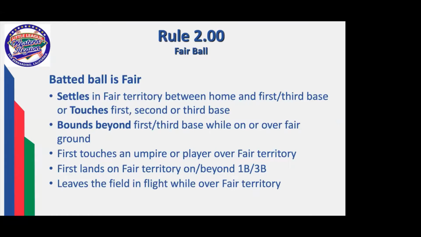If it first touches an umpire or player over fair territory and then bounds foul, it's going to be a fair ball. If it first lands on fair territory beyond first or third base, it's a fair ball, regardless if the ball hits in the outfield grass and spins backward into foul territory. And lastly, if it leaves the field in flight over fair territory, it's going to be a fair ball.